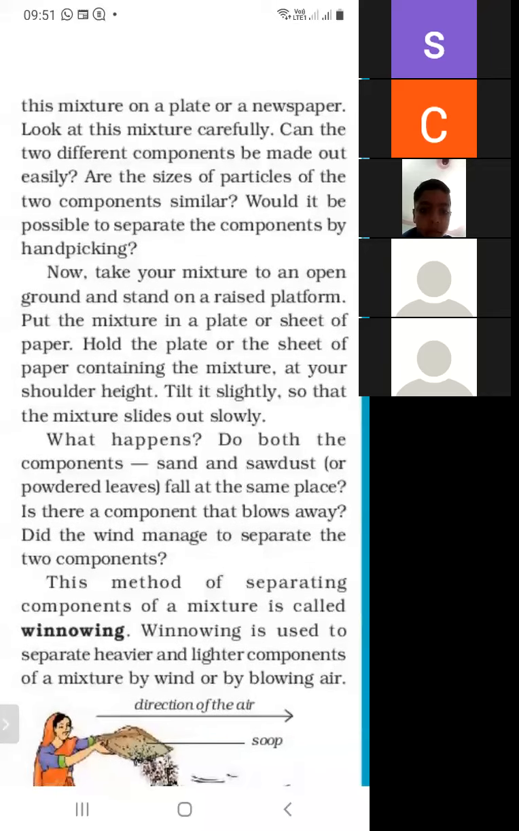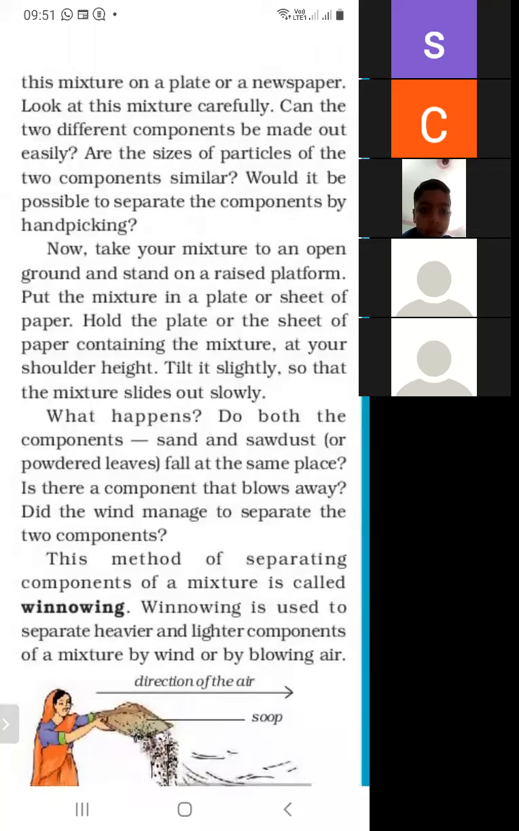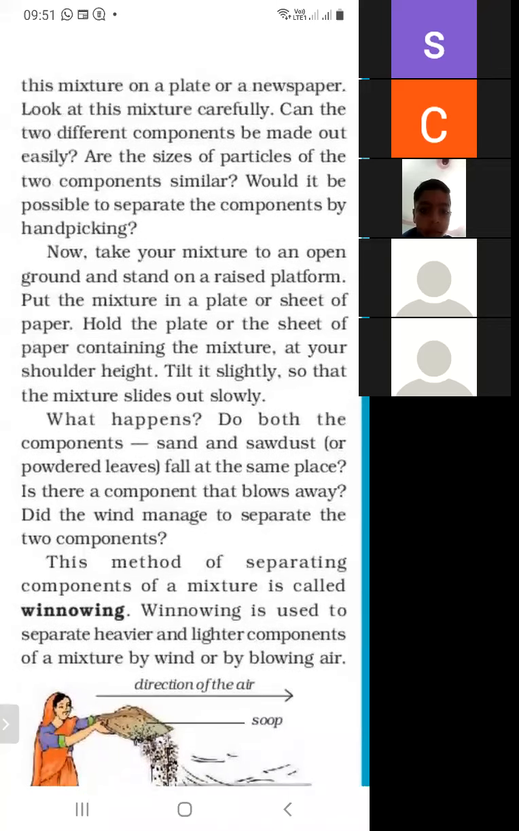So firstly, we will make a mixture of two substances, and then we will put this mixture on a plate or a newspaper. And then we will see this mixture carefully. Can the two different components be made out easily? Are the sizes of the particles of the components similar? Would it be possible to separate the components by hand picking?